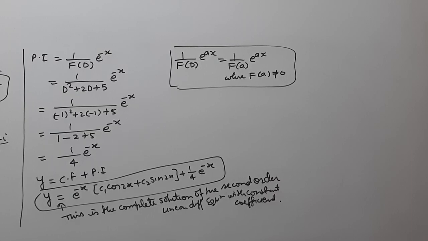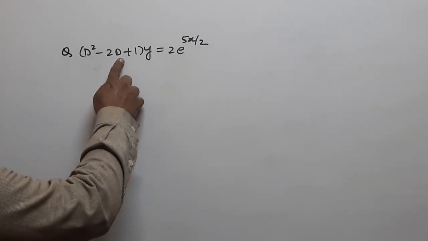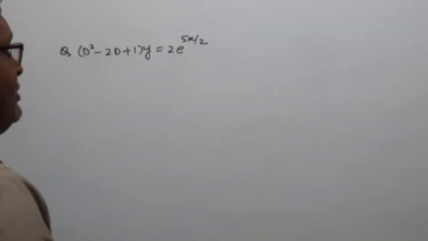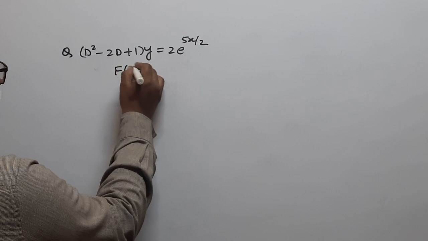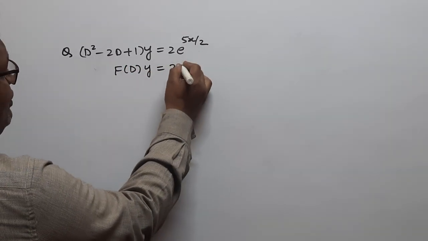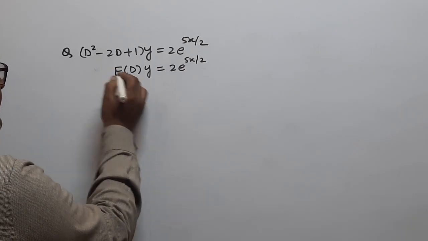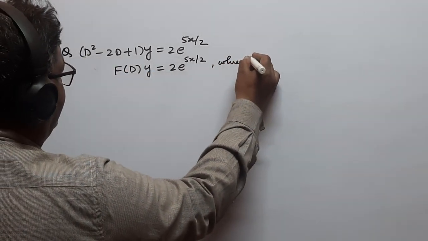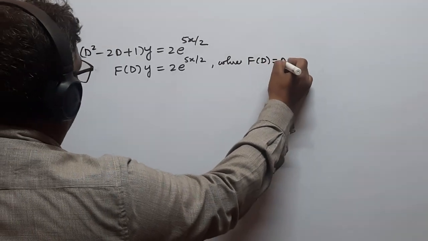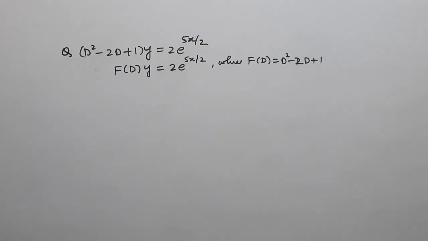Now we take another example, the second example. Here you can see that this is (D squared minus 2D plus 1)y is equal to 2e to the power 5x by 2. This can also be written as F(D)y is equal to 2 times e to the power 5x by 2. Here capital F(D) is equal to D squared minus 2D plus 1. This is the differential operator.